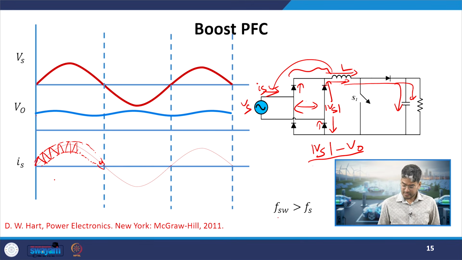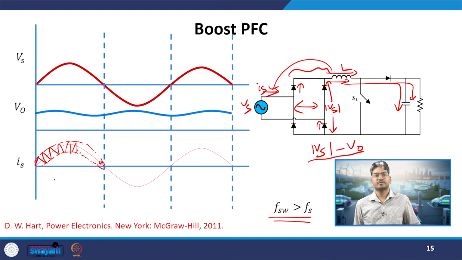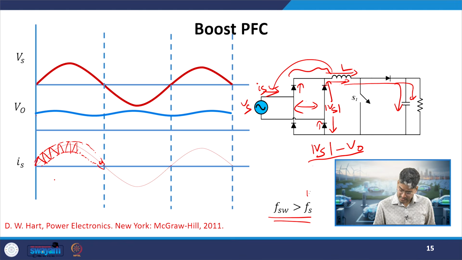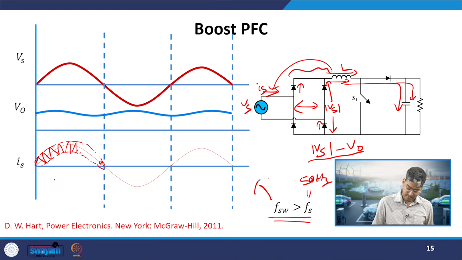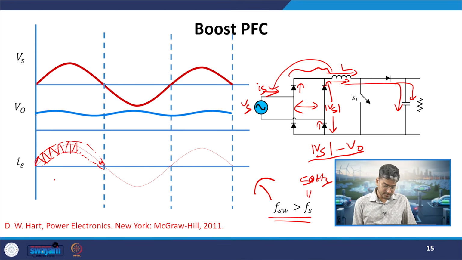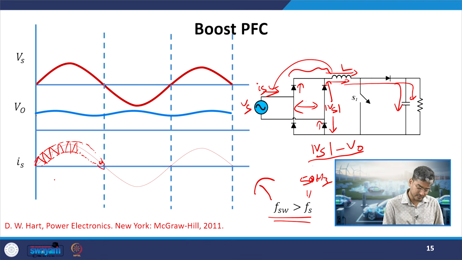Obviously the switching frequency of the converter will be much higher than your supply frequency. What is the supply frequency? In India the grid is 50 hertz, or the other option available is 60 hertz, whereas the switching frequency will be much higher, in the kilohertz range. So we will get a high number of on and off cycles. One switching cycle will be equal to one pulse over here, or one charging and discharging cycle of the inductor L.